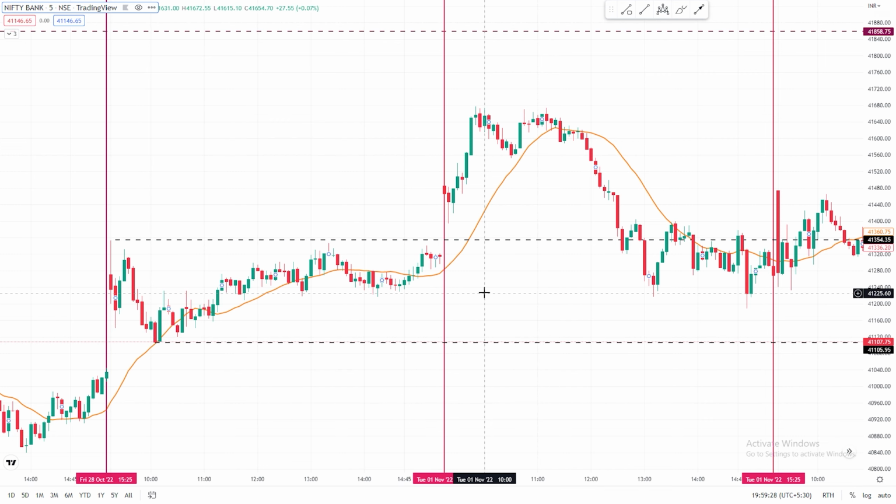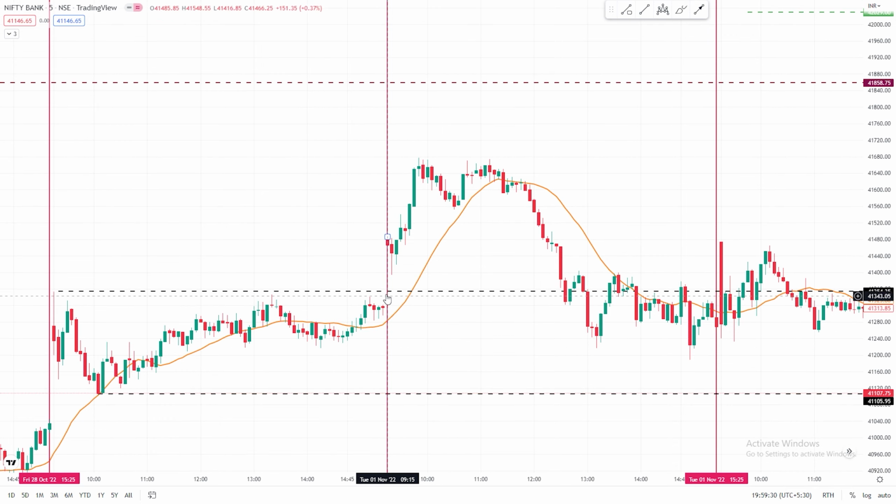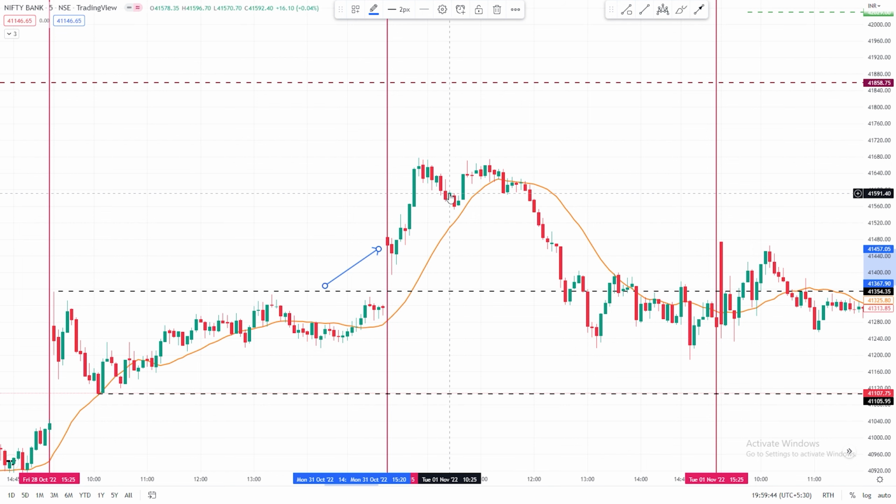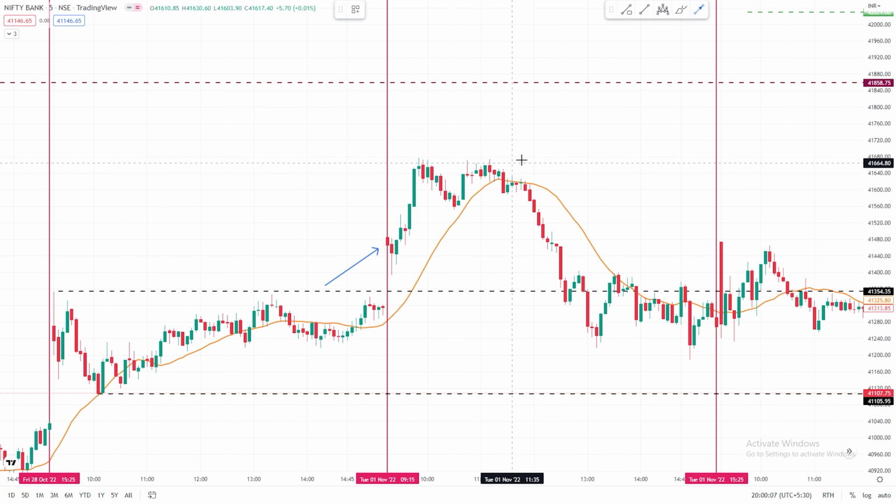After marking these levels, for this condition, the market should open above the previous day high. See here, this is the previous day high. The market opened above. So after opening, the market goes higher or downside, and when it closes below the 20 SMA, see here, the orange color curve is the 20 simple moving average. When the candle closes below the 20 simple moving average, you have to give entry at this level.